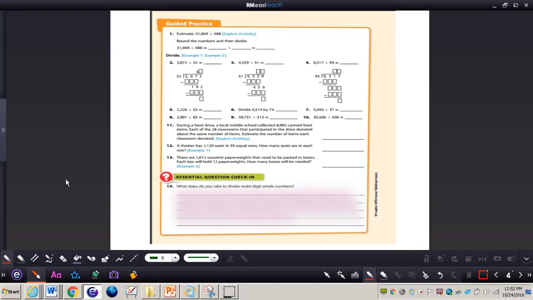Okay, so let's take a look at page 110, and we're going to look at that essential, and that is what steps do you take to divide multi-digit whole numbers. So we can see the steps we want to take. We want to divide, multiply, subtract, check, bring down. You keep doing that until you run out of numbers to bring down. And an easy way to remember that is, does McDonald's sell cheeseburgers?